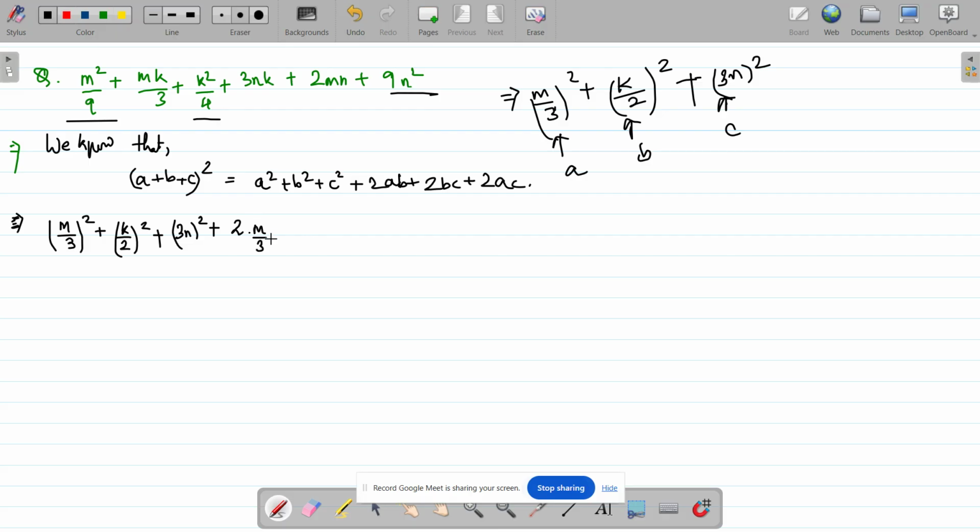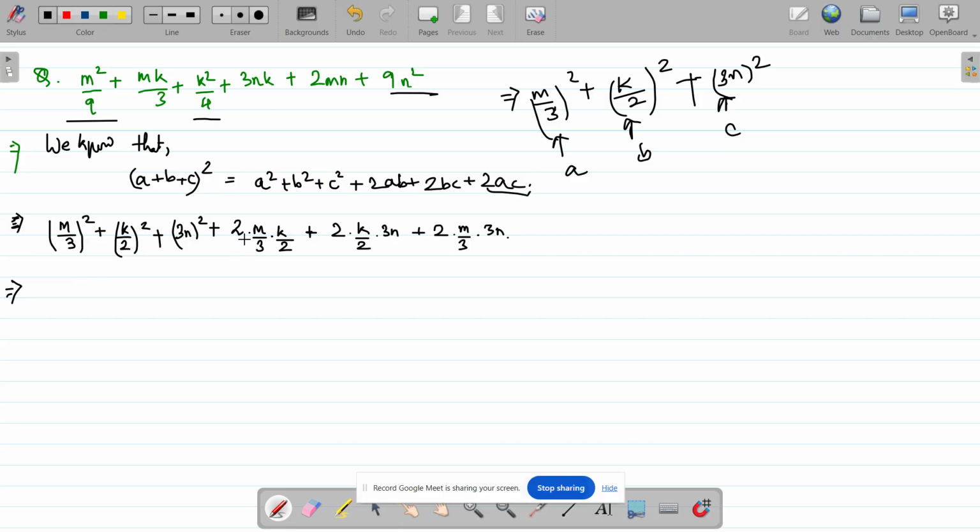m by 3, and B will be k by 2, right? And 2 into BC. Tell me, what is B? Yes, B is k by 2, and C is 3n. And again, the last one is 2AC. So 2 into A is m by 3 into 3n. Yes, so now solving this equation, we will get the same as above.